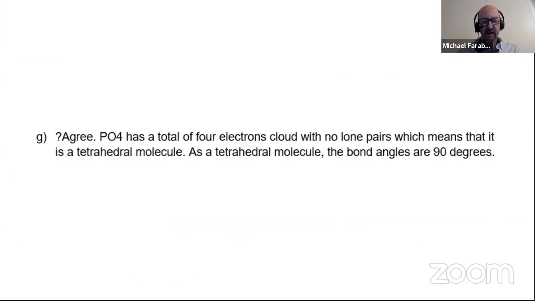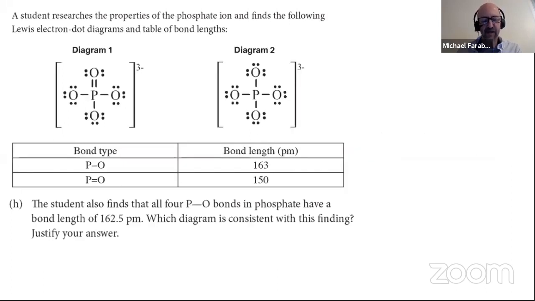This person says, I agree. It's tetrahedral, and therefore the bond angles in tetrahedral are 90 degrees. Again, so be careful on that. That is incorrect. So just because you can draw a molecule with a 90-degree angle does not tell you what the actual geometry is. All right, now on to the bond length.